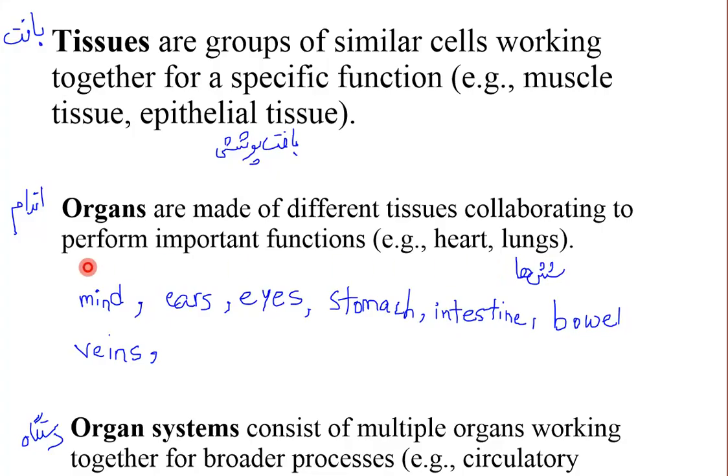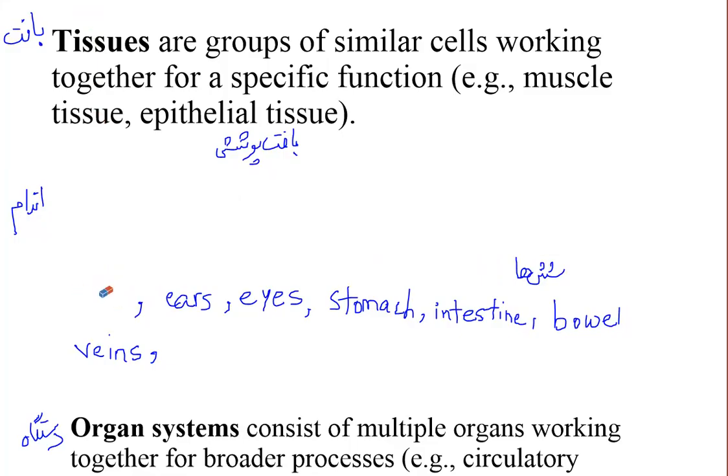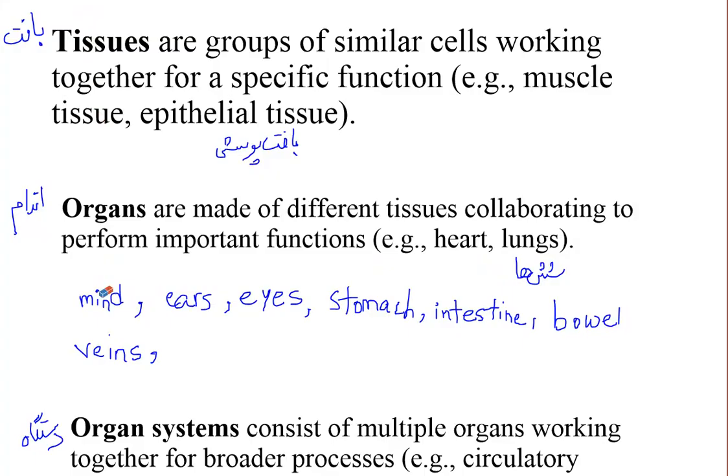Some other examples of organs are mind. It's better to say, instead of mind, brain. Because there's a difference between mind and brain. Okay. Brain is one organ. Ears, eyes, stomach, intestine, bowels, veins. These are other organs of the body.